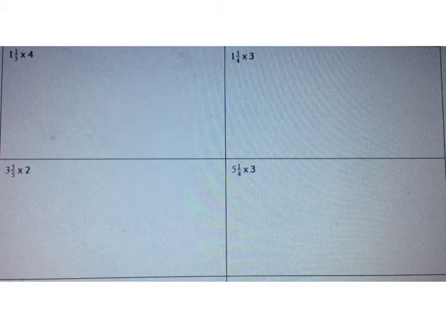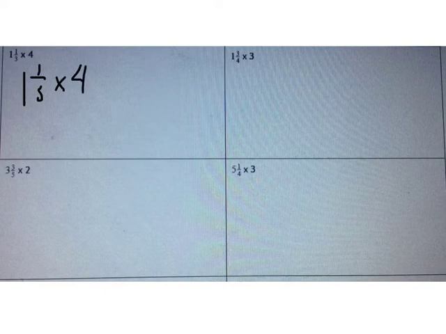Today we're going to multiply mixed numbers by whole numbers. To multiply a mixed number, first you need to change it into an improper fraction. Then you can multiply like normal, and then change it back to a mixed number. So let's start with 1 1/3 times 4. When I change 1 1/3 into an improper fraction, I can multiply 1 whole times my denominator, which is 3, plus 1 more is 4 thirds times 4.